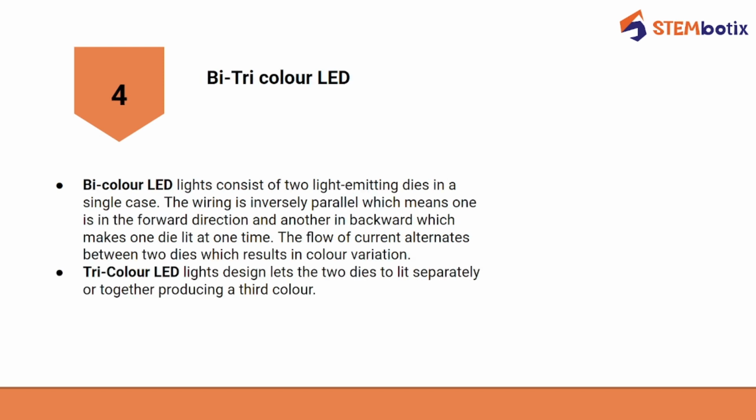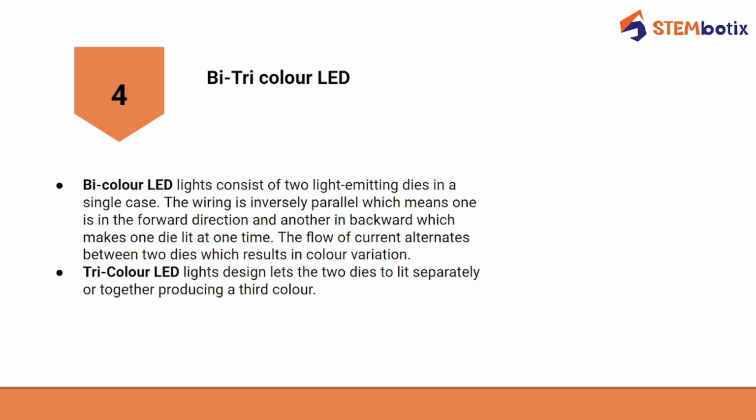Now the fourth one is bi or tricolor LEDs. Bi means two kinds of color would be emitted, and tri means there are chances in which three colors would be emitted. So bicolor LED lights consist of two light emitting dyes in a single case. Means in a single case there would be two light emitting dyes.